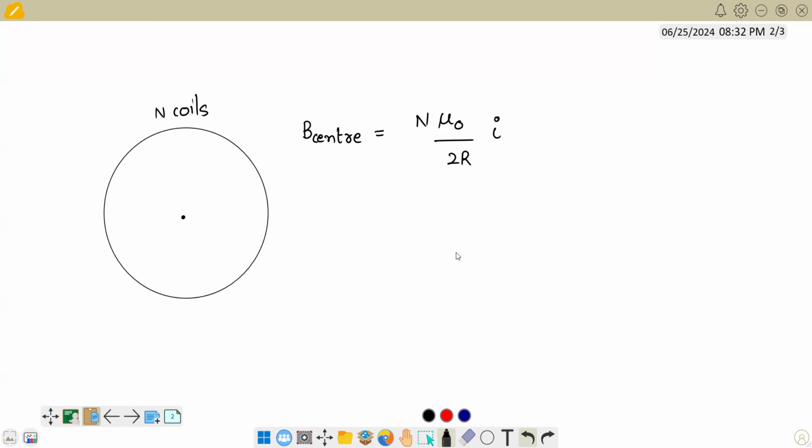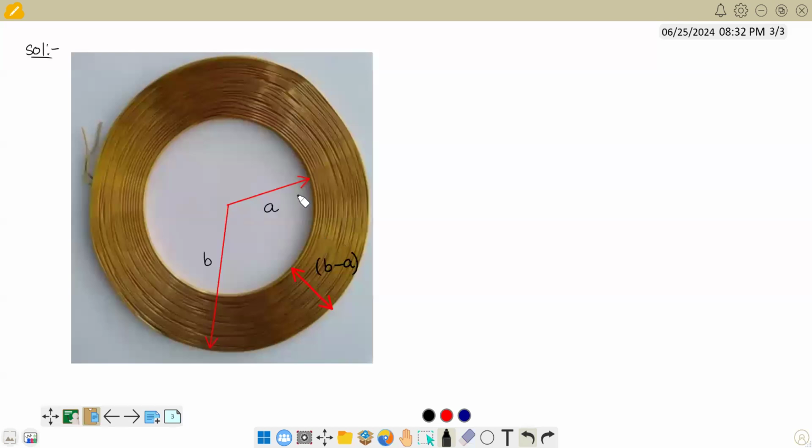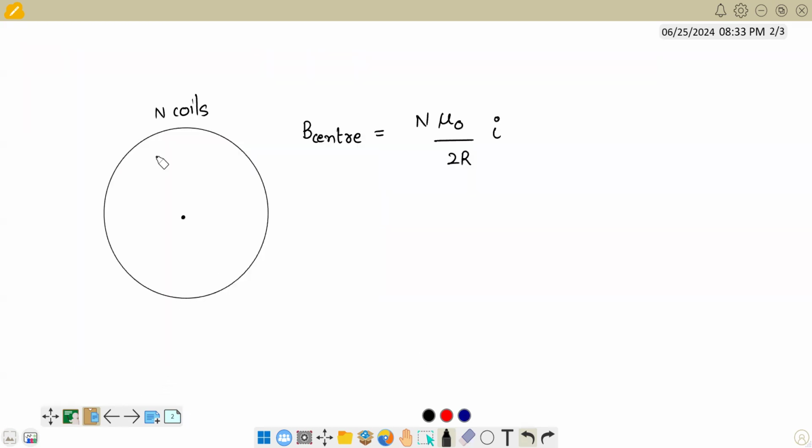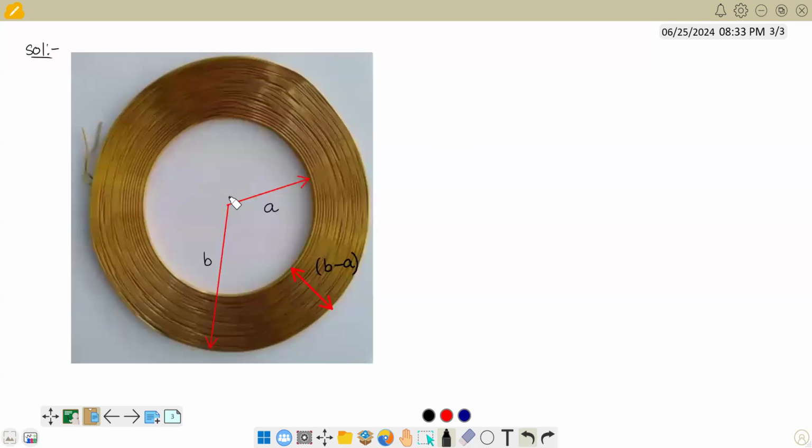Then how do we solve this given problem? For this given problem, this is the given situation. We have coils arranged in this way. The inner radius is given as A, the outer radius is given as B, and if this is A and this is B, this length would be equal to B minus A. Now to solve this problem, we only know the magnetic field due to a single coil. Then how do we handle this situation where they are curled in this way?